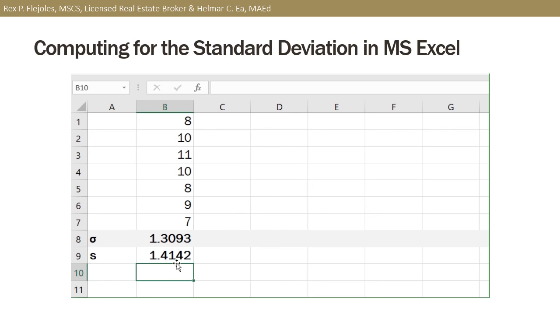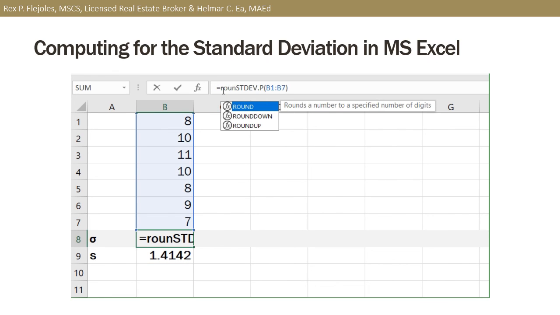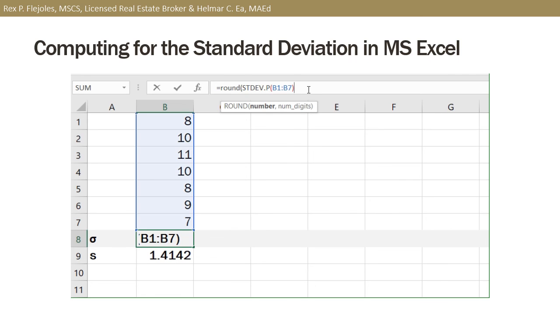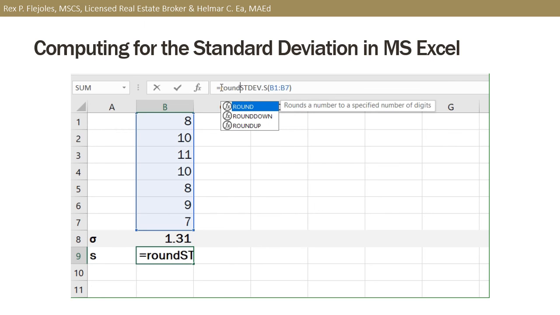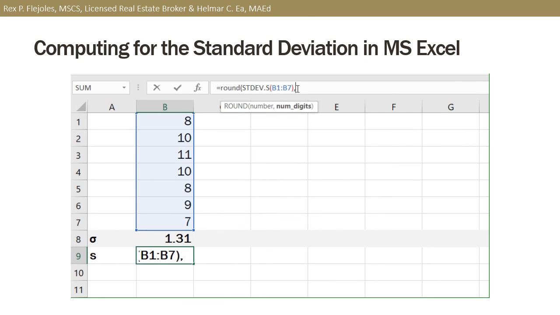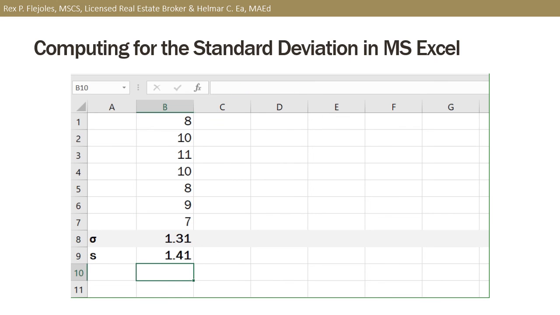You will notice that again, the standard deviation of the sample is higher than that of the population because the divisor in the standard deviation of a sample is smaller than that of the population. So to display this into decimal places, again, just include the round function. It's 1.31 while the other one is 1.41.